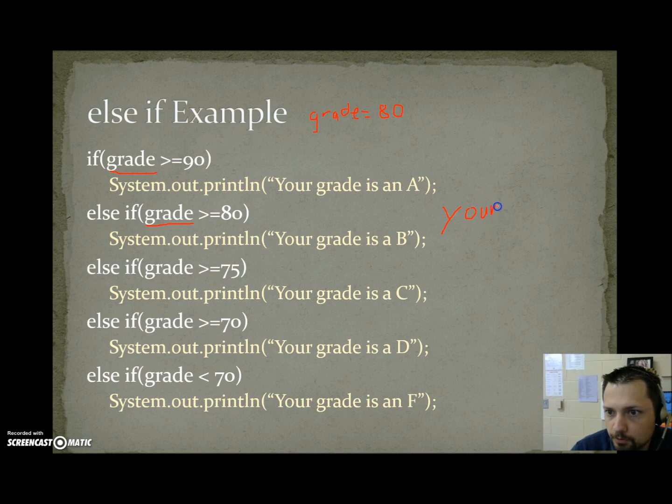So your grade is B. Then we get to the next ElseIf, and how ElseIfs work. As soon as you see, we started off with if, ElseIf, ElseIf, ElseIf. As soon as one of them becomes true, we no longer check any of the other ElseIfs. So this ElseIf is skipped, this ElseIf is skipped, this ElseIf is skipped, and our output is your grade is B.